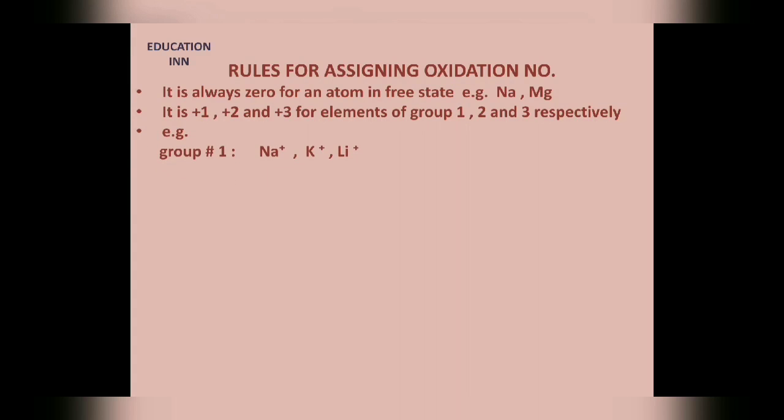It means that, for example, group number 1 elements have 1 electron in their valence shell, so they can lose 1 electron. When they lose 1 electron, their oxidation state is +1, as in sodium +1, potassium +1 and lithium +1.